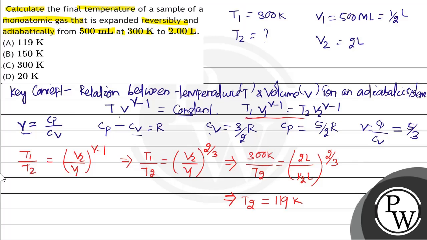So the final temperature of the sample of monoatomic gas after expansion is 119 Kelvin. So let's go to the options. Option A is the correct answer. Hence the correct option is A.